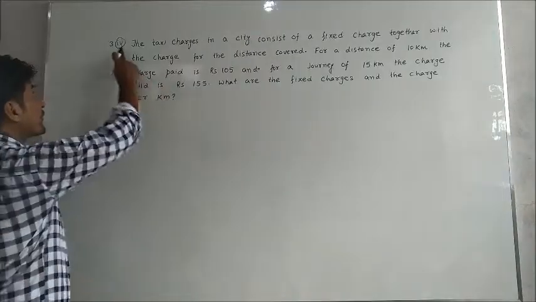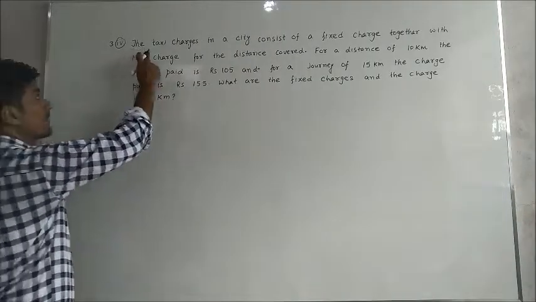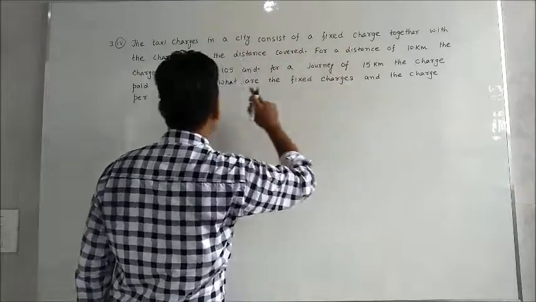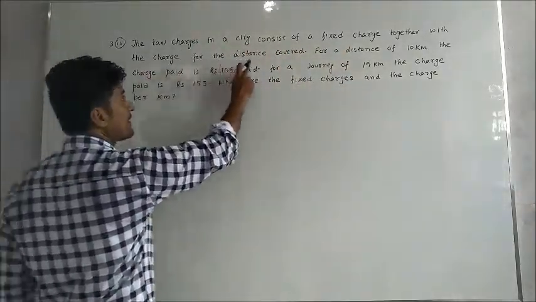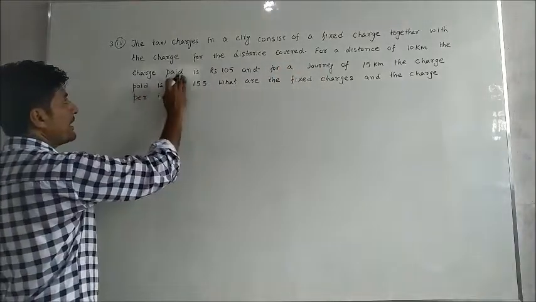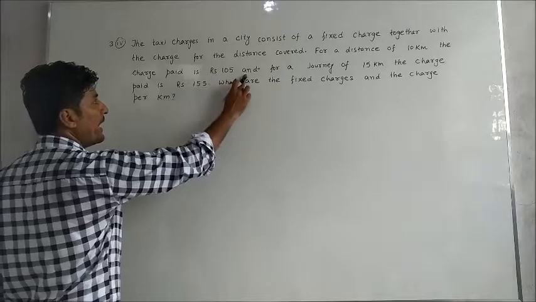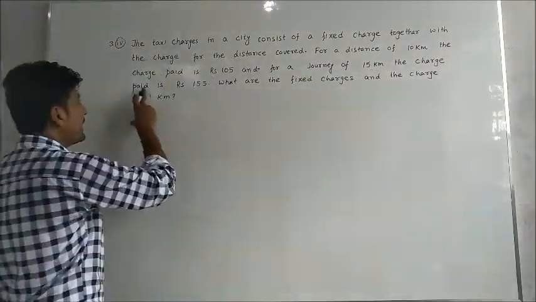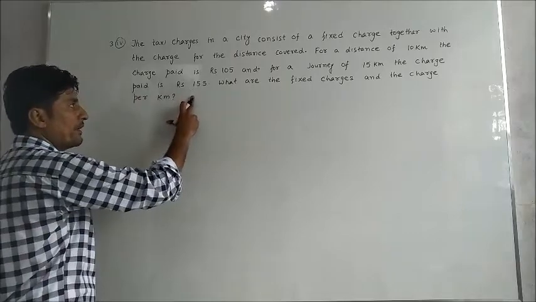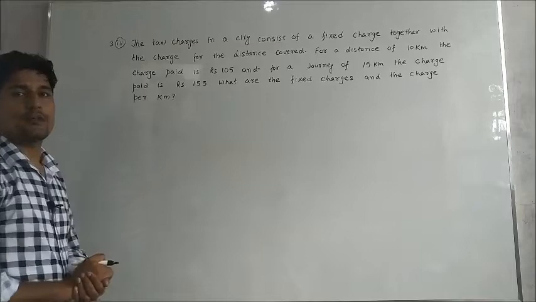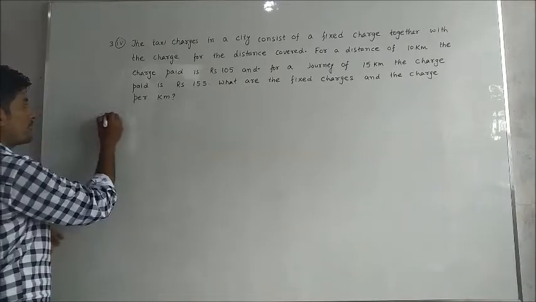Now let us see the fourth question of question number 3. The taxi charges in a city consist of a fixed charge together with the charge for the distance covered. For a distance of 10 km, the charge paid is rupees 105, and for a journey of 15 km, the charge paid is rupees 155. Then we have to find the fixed charge and the charge per kilometer. So let's see the solution for this question.